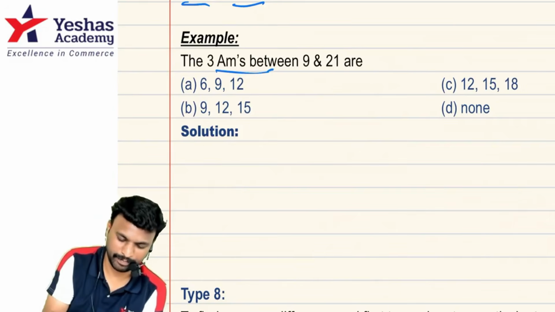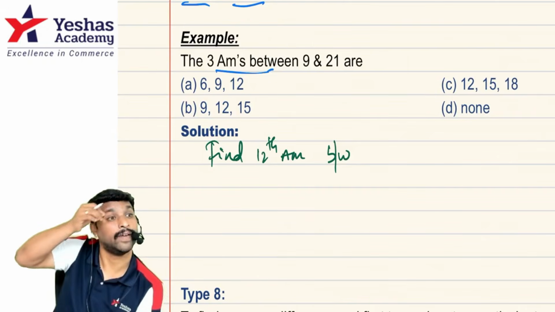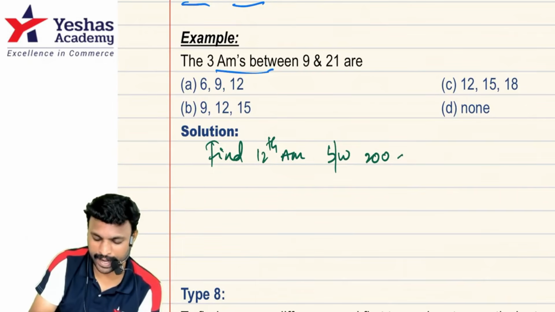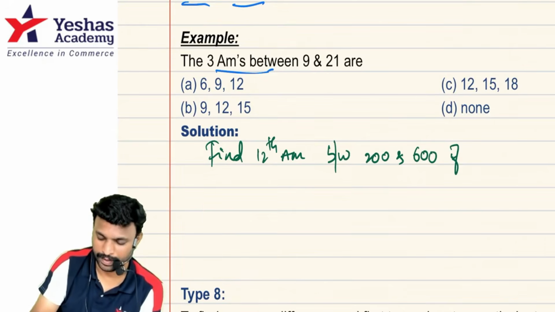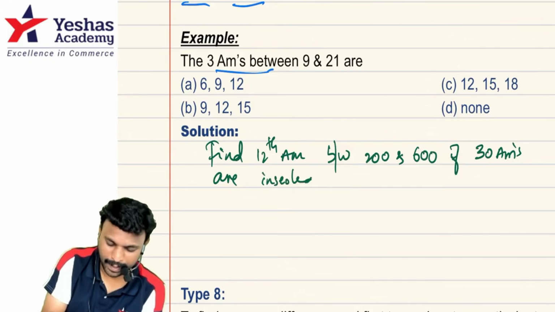Find the 12th AM between 200 and 600 if 30 AMs are inserted between them.